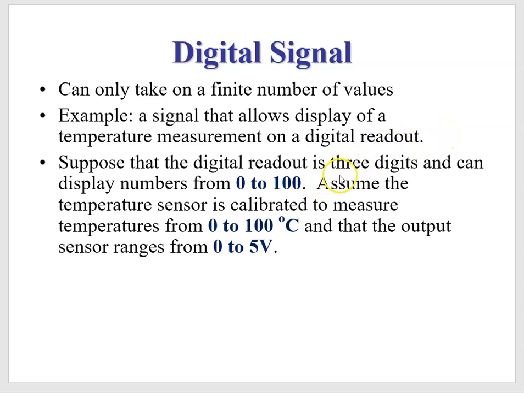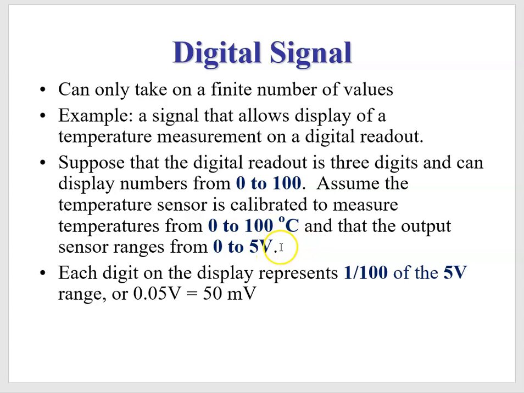So suppose that the digital readout is 3 digits and it can display numbers from 0 to 100. That's our digital readout. And assume the temperature sensor is calibrated to measure temperatures from 0 to 100 degrees centigrade, and the sensor output ranges from 0 volts to 5 volts. So we have to correlate the temperature to the voltage. Each digit on the display is 1/100th of the 5 volt range, or 0.05 volts, which is 50 millivolts. So each digit on the display represents 50 millivolts.